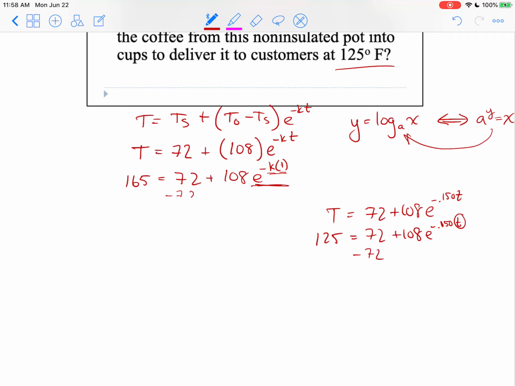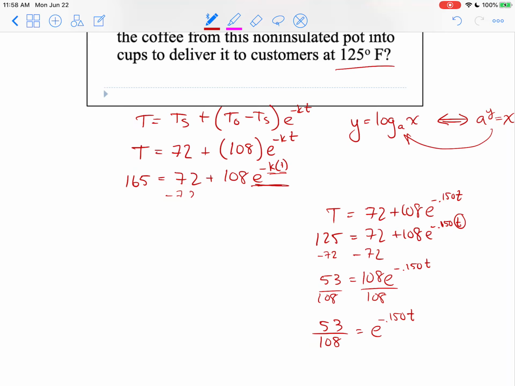So I'm going to start by subtracting 72. 125 minus 72 is going to give me 53. So I have 53 equals 108 e to the negative 0.150t. Now I need to divide both sides by 108 to get the e term totally by itself. So we have 53 divided by 108 equals e to the negative 0.150t.